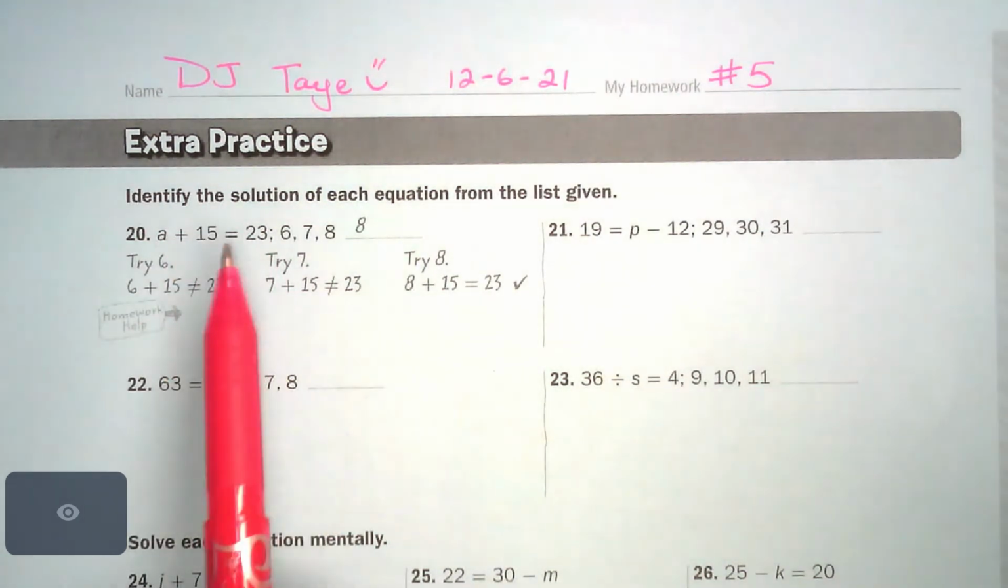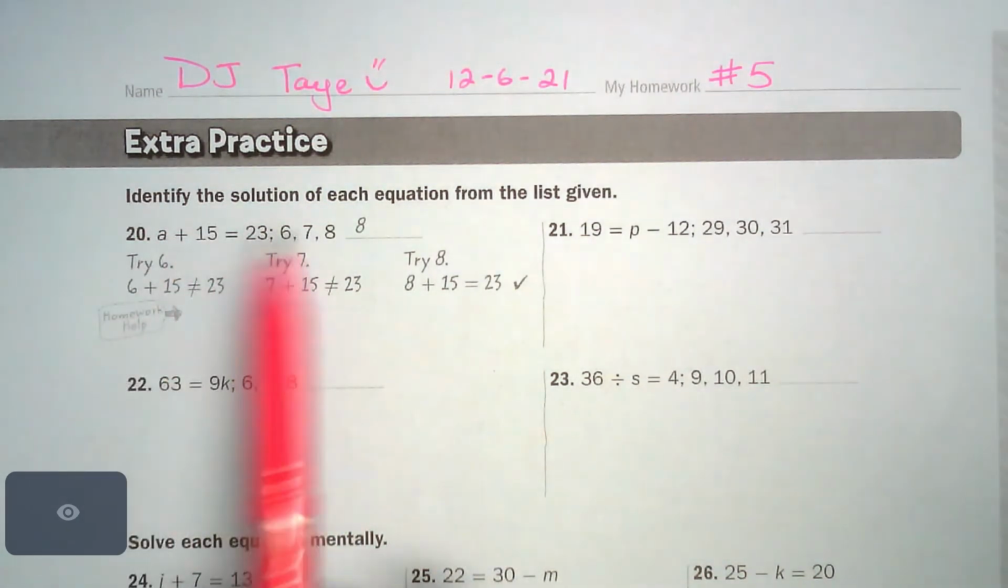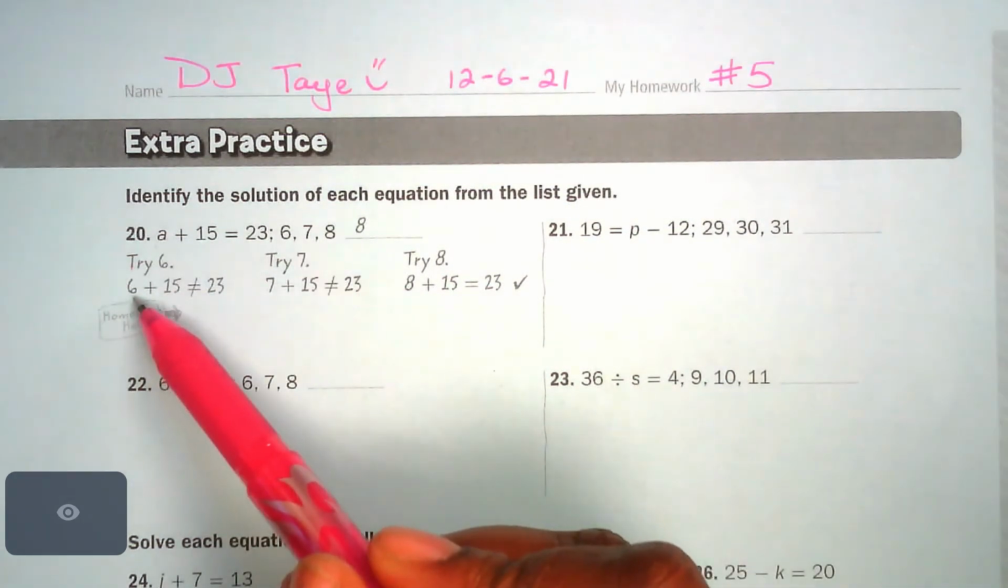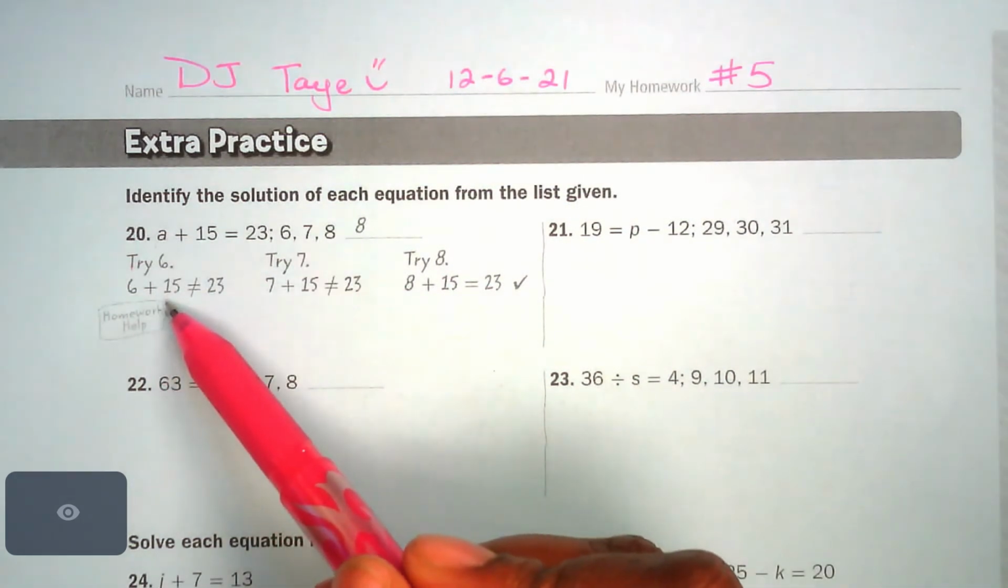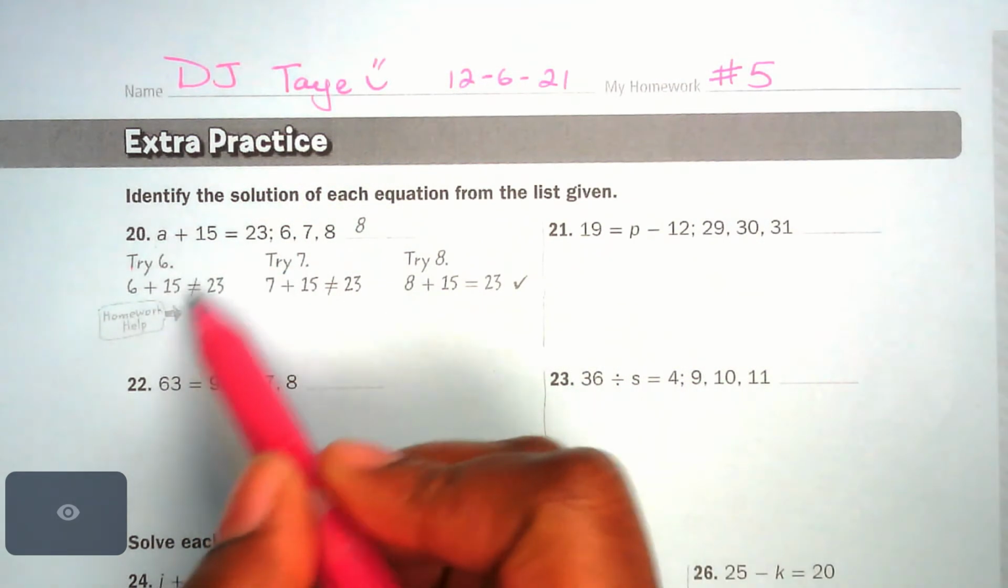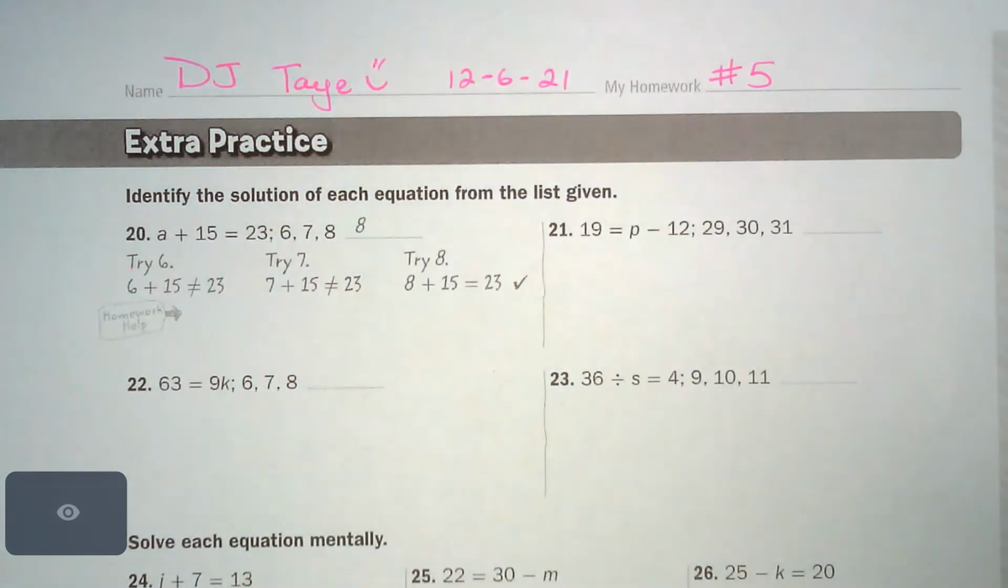So this first one was done for us. Notice they said, okay, let's try the first number, 6. So we substitute in 6. 6 plus 15, hey, that's 21. It does not equal. Remember this symbol when you have an equal sign with a little slash in it? That means that it does not equal. So we know that 21 does not equal 23.